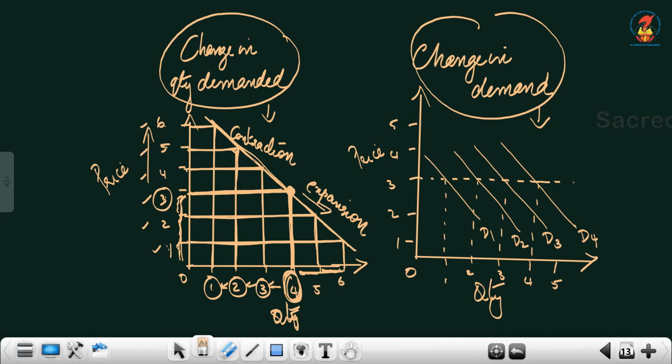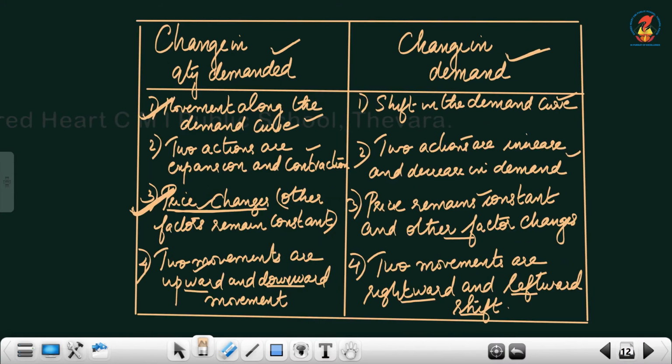So, here the two actions, expansion and contraction, are taking place along the same demand curve. Movement is taking place, with an arrow to this side and an arrow to that side. These two movements are taking place along the same demand curve. That is what is written here. Movement along the same demand curve, and the two actions taking place there are expansion and contraction.